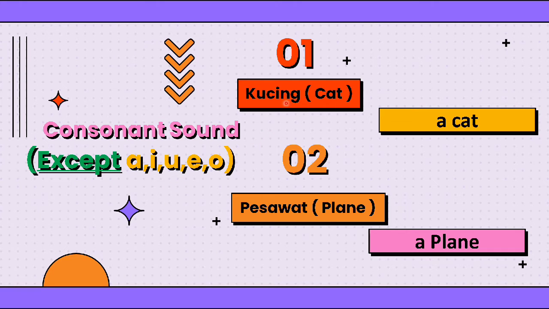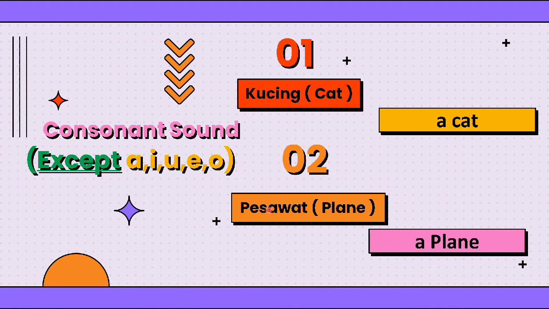For example, if we describe kucing, kucing in English is cat. So we can use a before the word cat, because cat in English starts with the letter C, where the letter C is other than A, I, U, E, O. So cat can be paired with a because cat starts with a consonant, or non A, I, U, E, O.